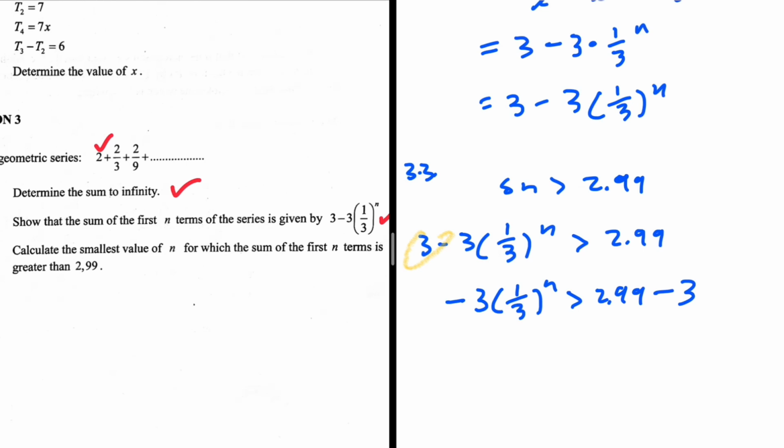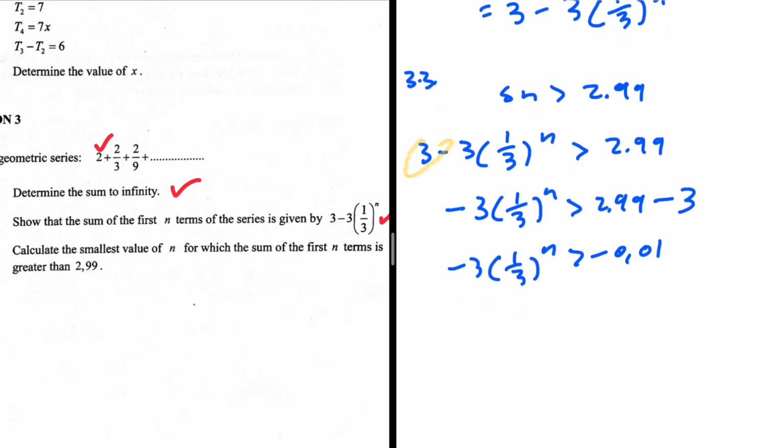2.99 minus 3, that is, well, load shedding, so I can't really see. Minus 0.01. So greater than minus 0.01. So minus 3 multiplied by (1 over 3) to the power n. Okay, so let's divide both sides by minus 3.